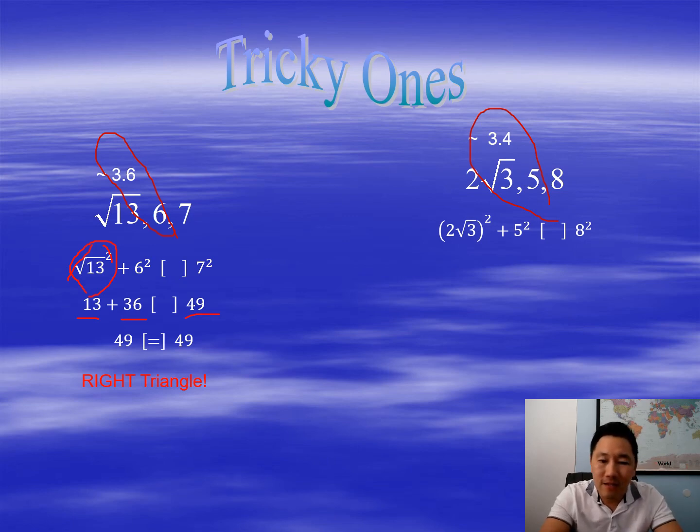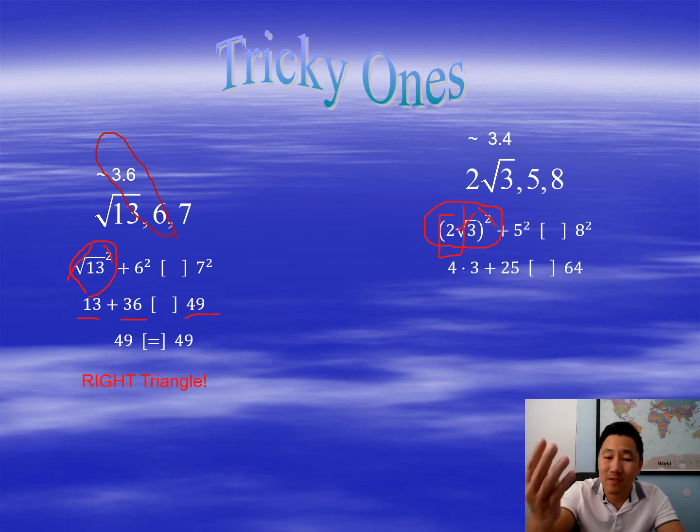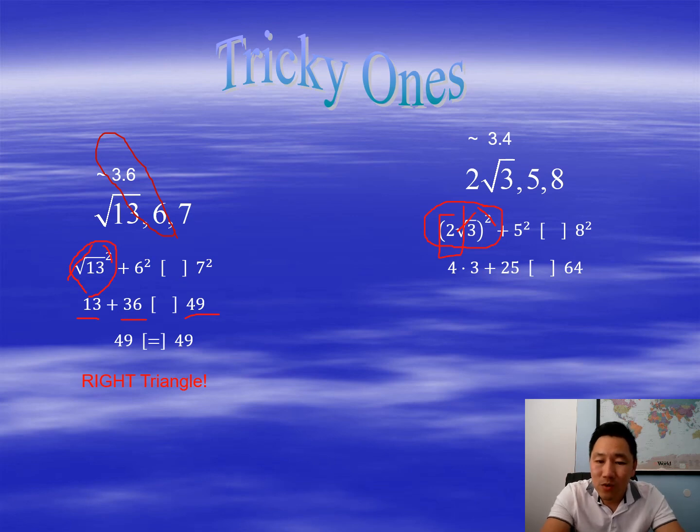All right. The tricky part again is how do you square this? The way you do that is, the number on the outside, you square it. So 2 times 2 is 4. But this squared also cancels out that square root, so you just have a 3. So the 4 times the 3. And then the 25 comes from the 5 squared, and then the 64 comes from the 8 squared.